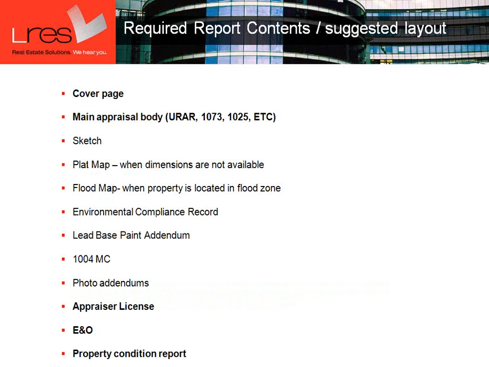Now this is a suggested layout for your reports. Basically, the first 2 items and the last 3 items are mandatory. We want to see the cover page as the first page in every report. The body of the appraisal should come next. These next 4 items, we really do not care which order you put them in, but the last 3 items, your appraisal license, your E&O, and the provided property condition report should be in this general order. The property condition report must always be the last item of every report you turn into us.